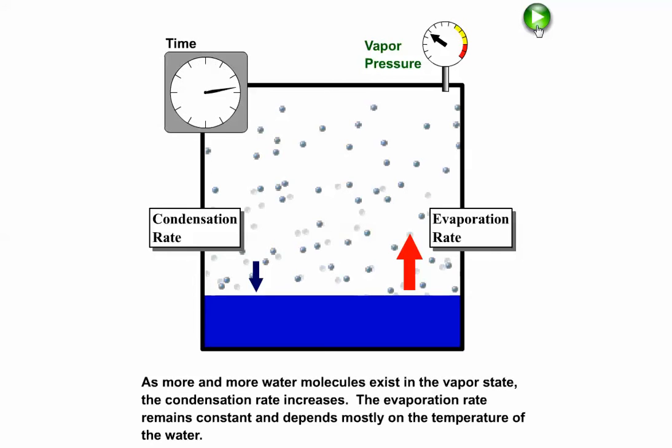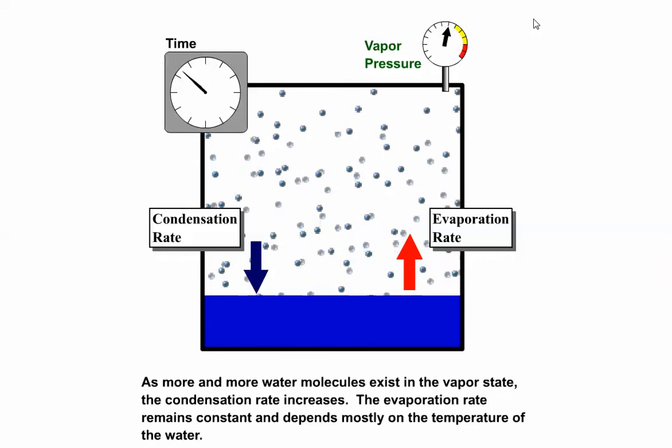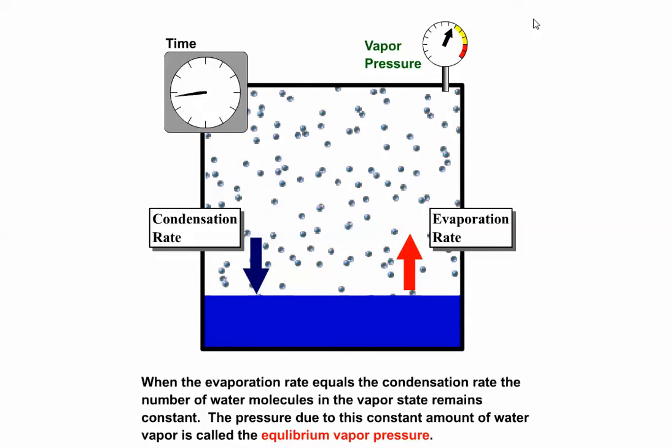So as time goes on and we get more and more water vapor present over the water and our vapor pressure increases, our condensation rate continues to increase until it equals the evaporation rate. And when that happens, the vapor pressure is equal to the equilibrium vapor pressure. The condensation rate is equal to the evaporation rate. That's the state of equilibrium, when all those things are equal. And when that happens, the relative humidity is equal to 100%.